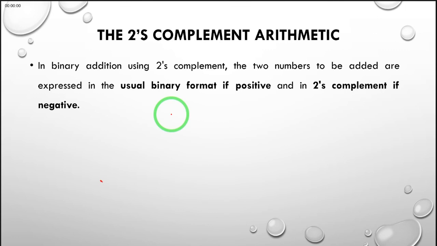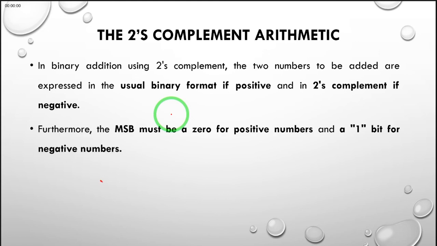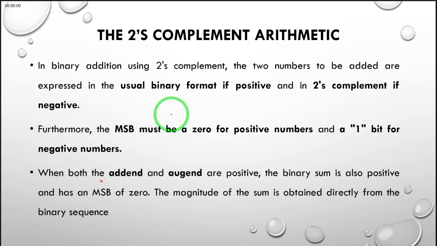We say that in binary addition, using 2's complement, the two numbers to be added are expressed in the usual binary format if they are positive, and in 2's complement format if they are negative. Further, the most significant bit must be a 0 for a positive number and a 1 for a negative number, that we have already seen. When both the augend and the addend are positive, the binary sum is also positive and has a most significant bit of 0. The magnitude of the sum is obtained directly using the usual method of binary addition.